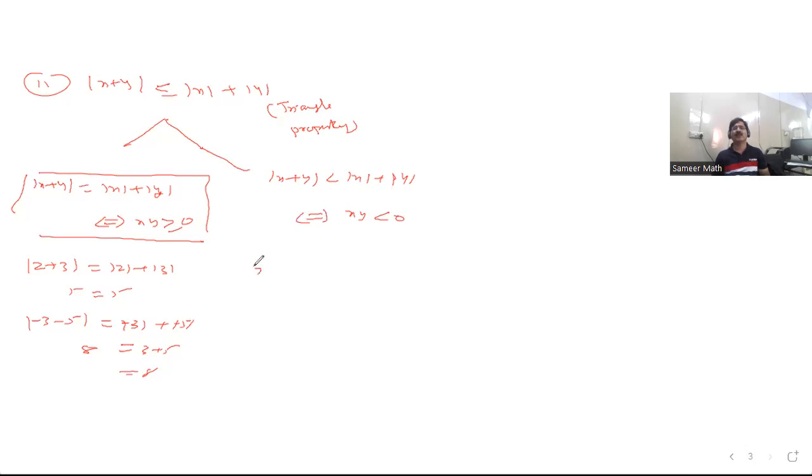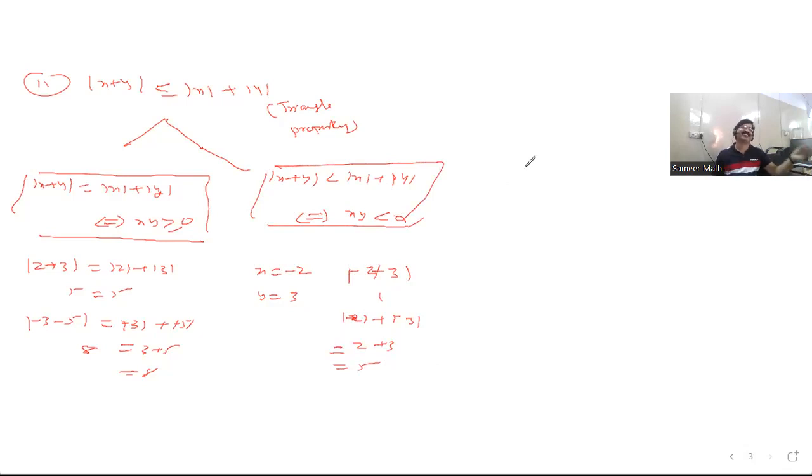I'll show you that. x is equal to minus 2, I'll take. y is equal to 3. Product is what? Negative, no doubt. So minus 2 plus 3 means 1 you will get. But mod x plus mod y, mod minus 2 plus mod 3 means what? 2 plus 3. So that is nothing but what? 5. You see this? This is also one of the best ones we cannot neglect.